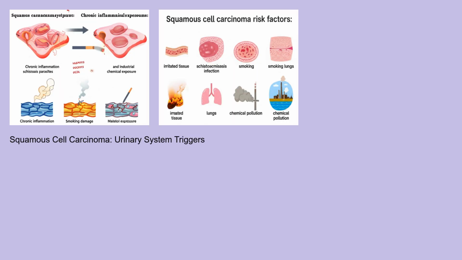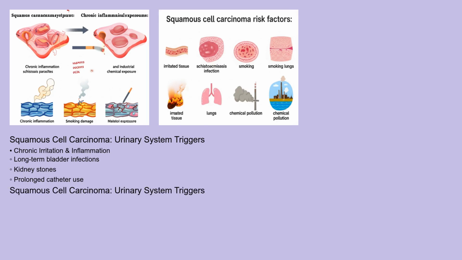What triggers squamous cell carcinoma in the urinary system? The exact causes are not always pinpointed, but certain factors significantly increase the risk. Chronic irritation and inflammation are prime suspects. Think long-term bladder infections, kidney stones, or the prolonged use of urinary catheters. Schistosomiasis, a parasitic infection common in some parts of the world, is also strongly linked to SCC of the bladder.